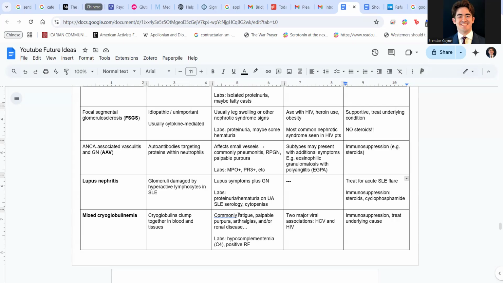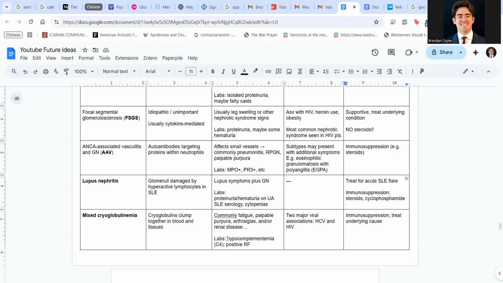Some of the common symptoms include fatigue, palpable purpura, arthralgias, and/or glomerulonephritis. But some additional symptoms might include a peripheral neuropathy, hepatosplenomegaly, just non-specific systemic symptoms. This is honestly overall a very frustrating disease to try to diagnose in questions because it can be so vague and it just has a whole list of potential symptoms.